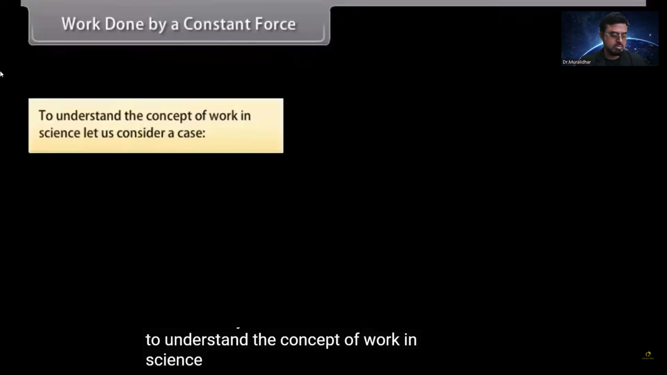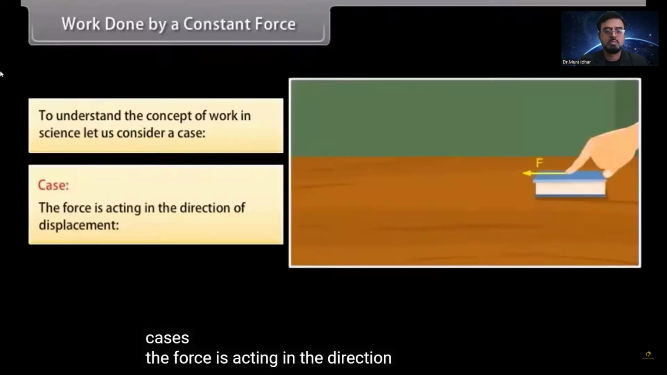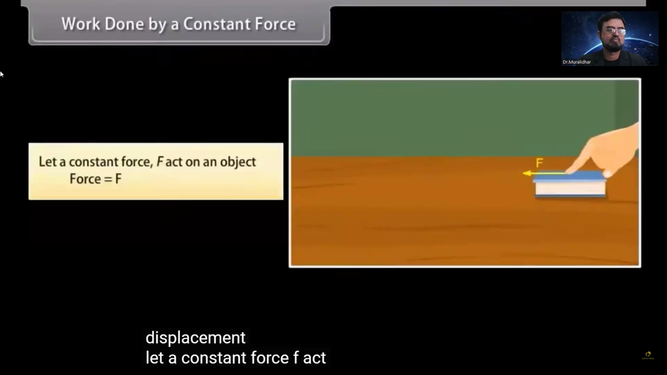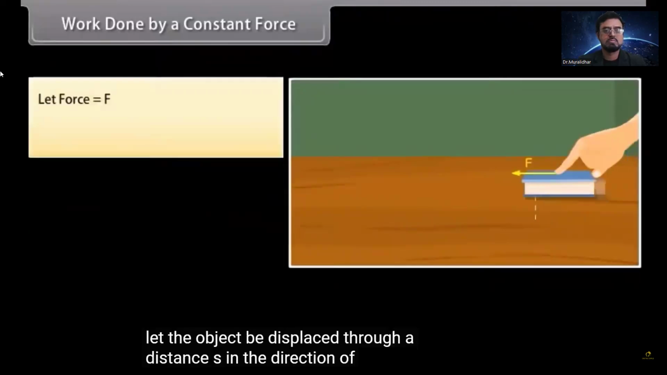Work done by a constant force. To understand the concept of work in science, let us consider a case. The case is: the force is acting in the direction of displacement. Let a constant force F act on an object. Let the object be displaced through a distance S in the direction of the force.